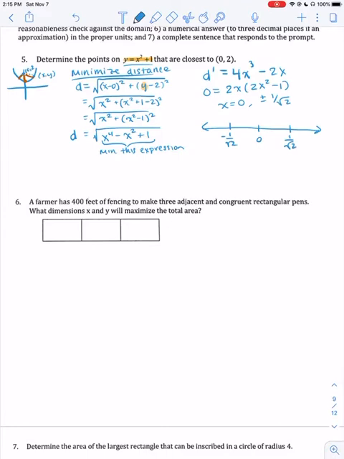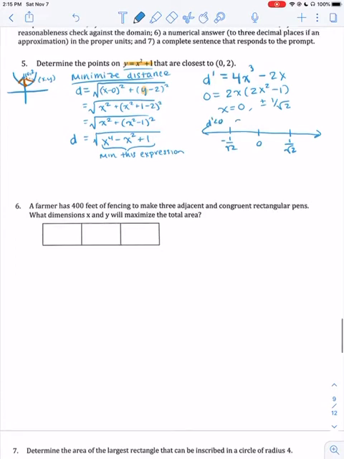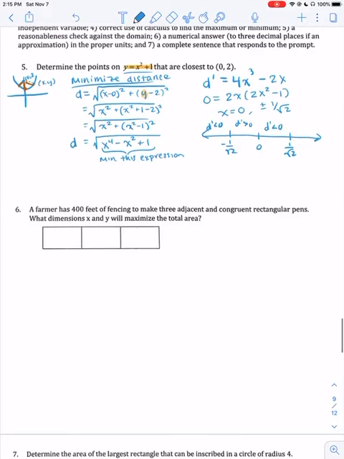So if you test the intervals here, you're going to get d prime is less than 0. Here you'll get d prime is greater than 0. Here you will get d prime is less than 0, and here it's going to be greater than 0. And so what were we looking for? We were looking to minimize the distance. We wanted to minimize it. So we want to know which of these three are a minimum.